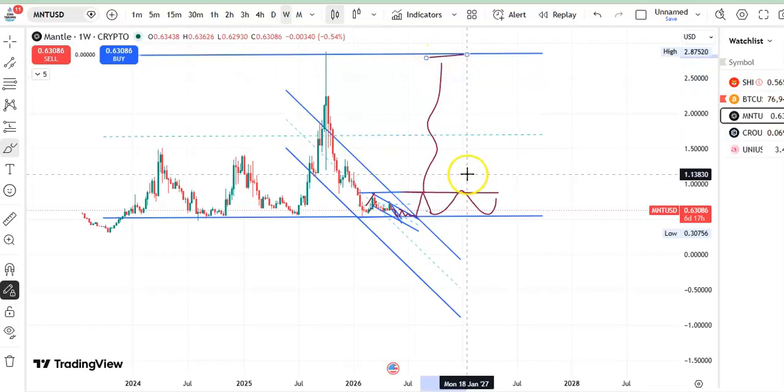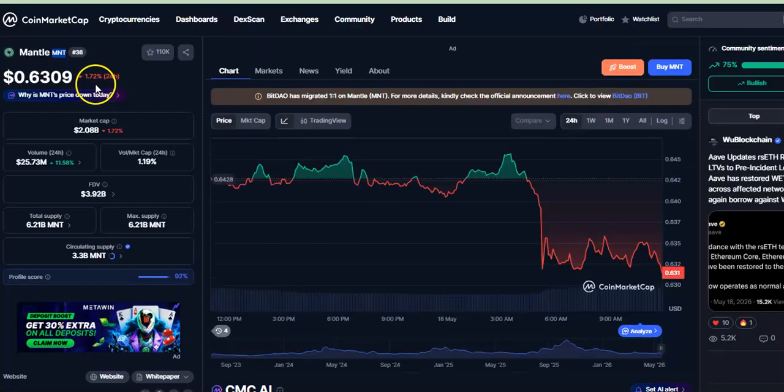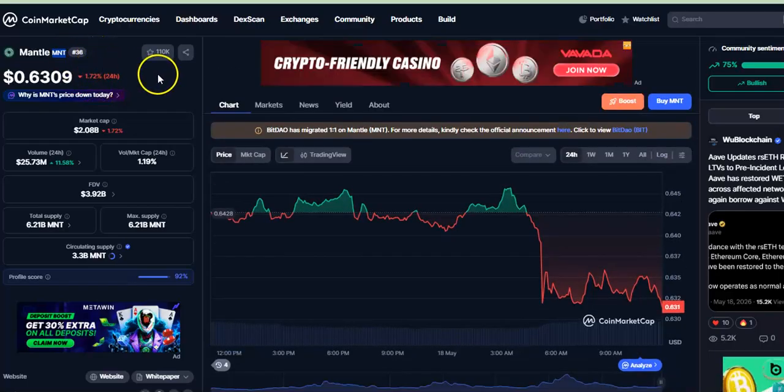Now we'll talk about other important details about this cryptocurrency. You can see the current price is $0.6309, down by 1.72%. The rank is around 36th position. Around 110k users are following this cryptocurrency. Market cap is 2.08 billion. Volume in 24 hours is 25.73 billion, total supply is 6.21 billion, and maximum supply is 6.21 billion. Now let's go to the chart.